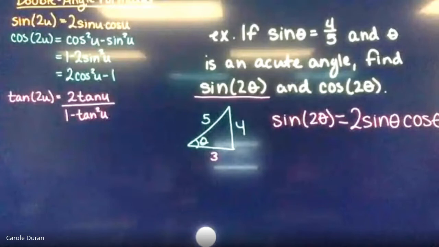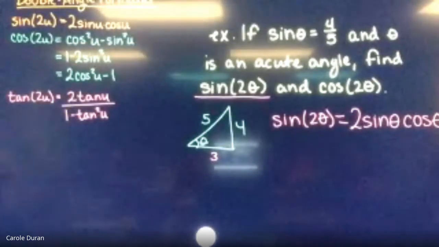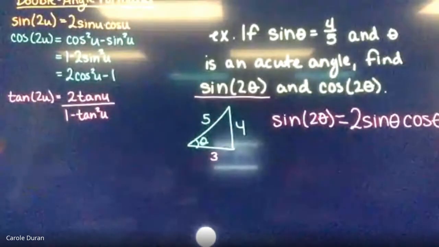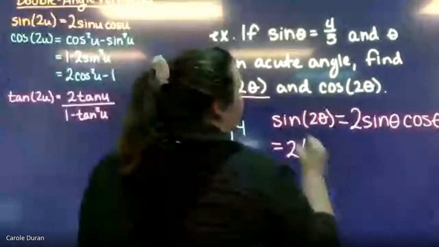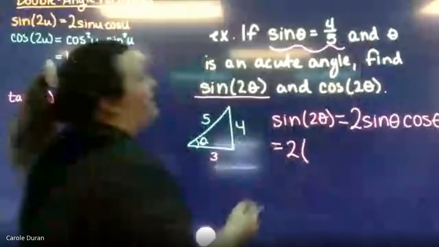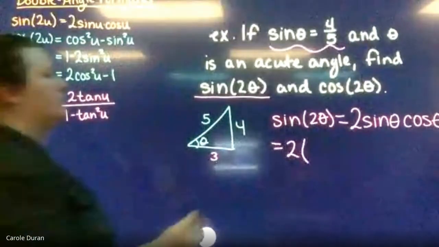Triangle. All my trig values can also be found from a triangle, right? That's not new to us. So we start filling it in. This is equal to 2 times. The cool thing is they already gave me sine of theta, so I don't even have to work for that one.